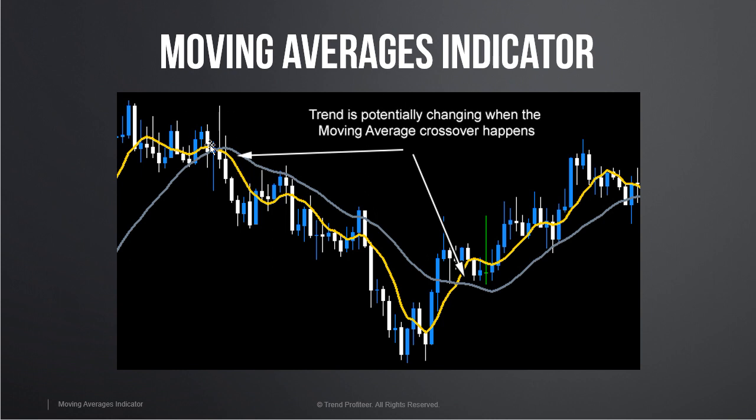Right here, you can see a crossover occur with the 7 moving average, or the yellow moving average, crossing over the gray moving average. Okay, so that is indicating that price is under pressure. Here we can see the yellow moving average, which is the faster of the two, that's the 7MA, crossing over the gray moving average. And in this case, we can see that price is being supported. So when the yellow is below the gray, price is under pressure. When the yellow moving average is above the gray, price is being supported.